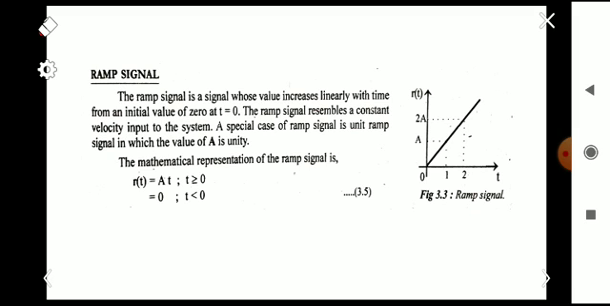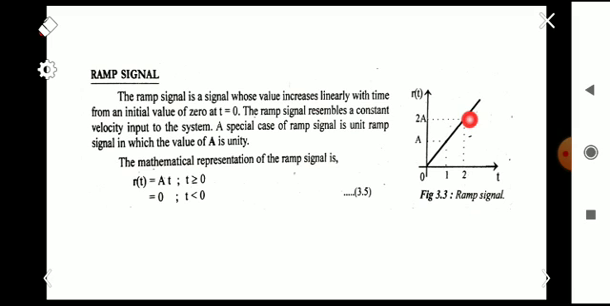The ramp signal is a signal whose value increases linearly with time. Here you can see the value increases linearly. The ramp signal resembles a constant velocity input to the system.